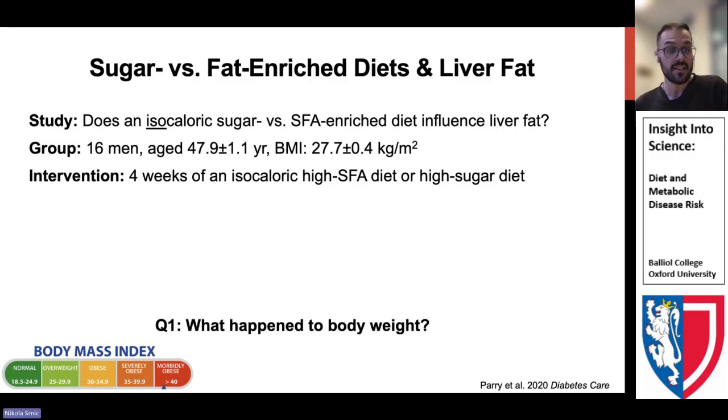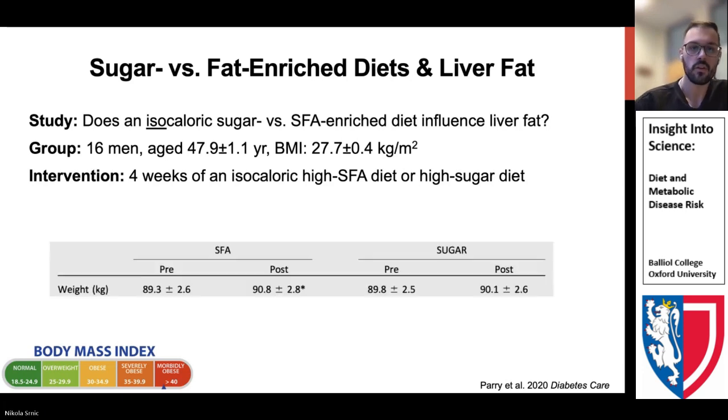Again, in this study, what do you guys think happened to body weight following the high saturated fat diet and the high sugar diet? Did it go up, go down, stay the same? So interestingly, because it's an isocaloric study, you would think that weight should stay the same if they're taking in the same amount of calories that they're burning. But for whatever reason, on the right, you can see that participants consuming the high saturated fat diet had a small but significant increase in body weight.